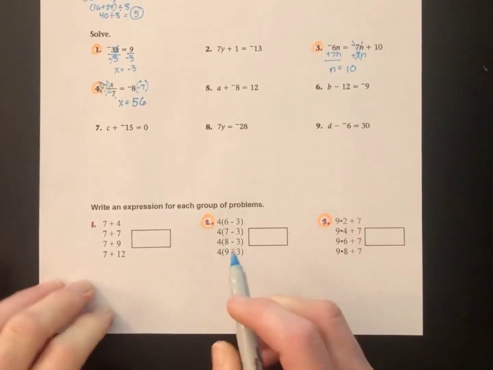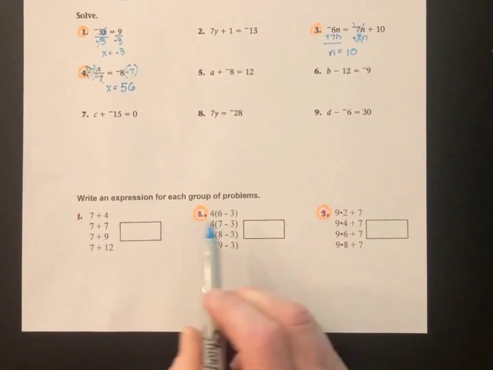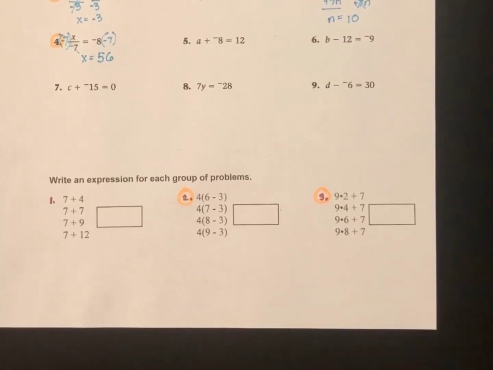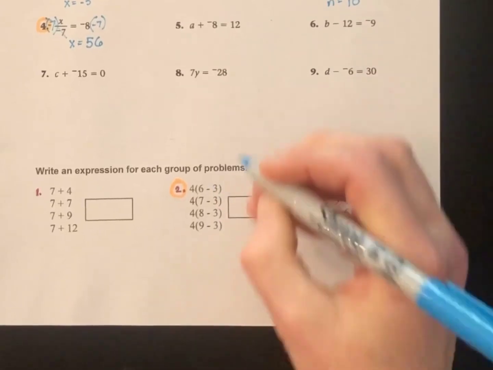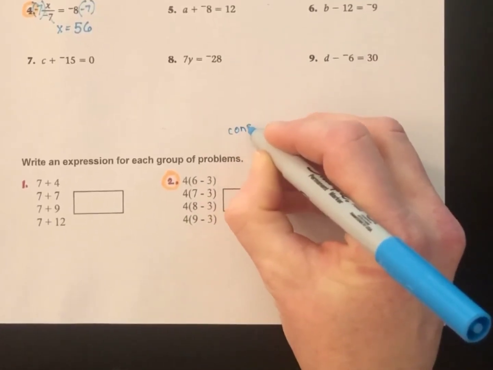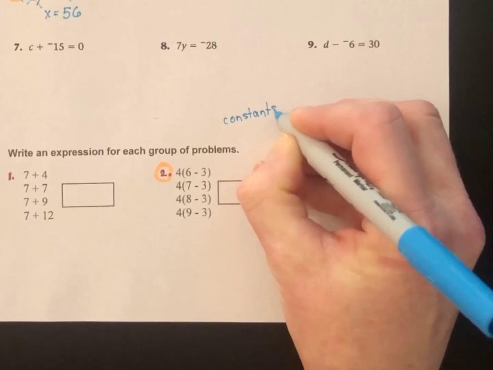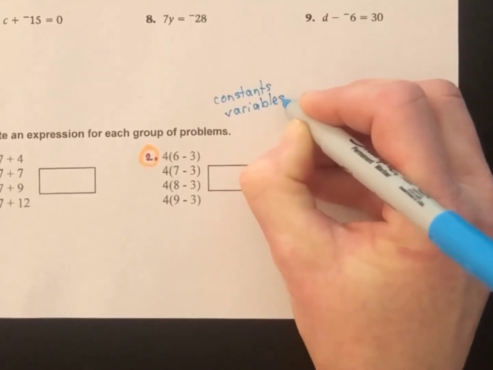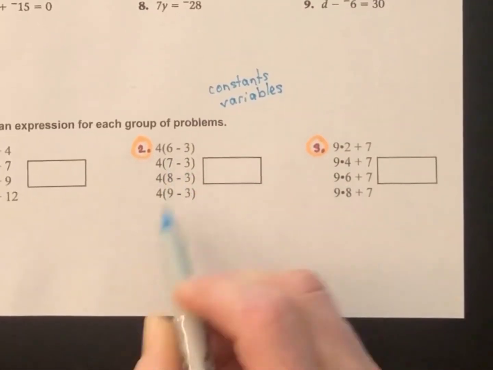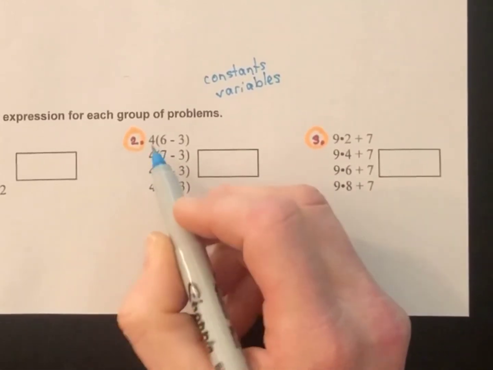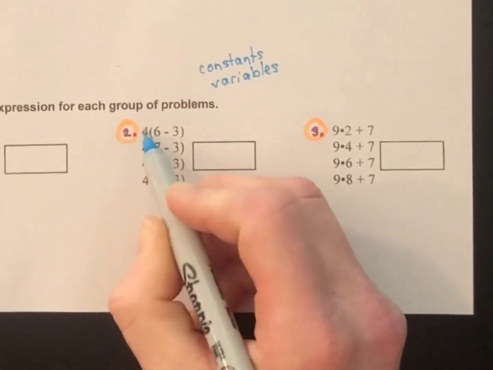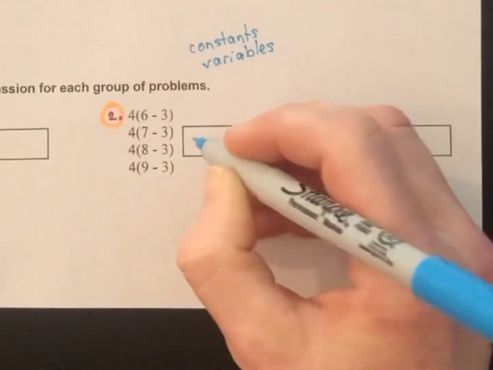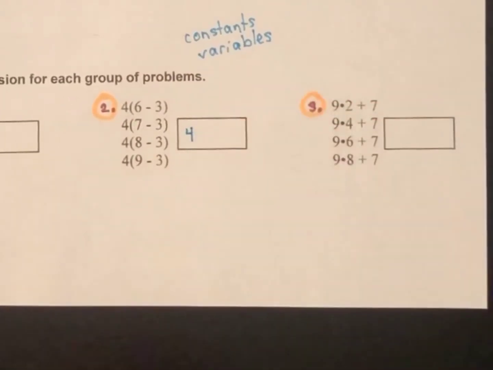Now come down here. Look at the bottom. Write in an expression for each group of problems. We're going to write a variable expression. So you have 2 types of numbers. You have constants and variables. Variables change. Constants stay the same. So let's see what stays the same and what changes. In every one of these expressions, there's always a 4. So in my variable expression, I'm going to keep the 4 because the 4 is always there.